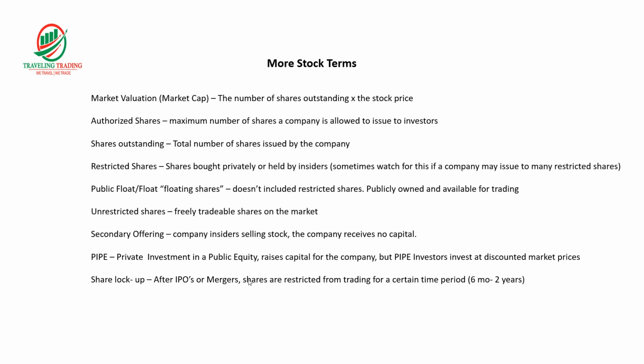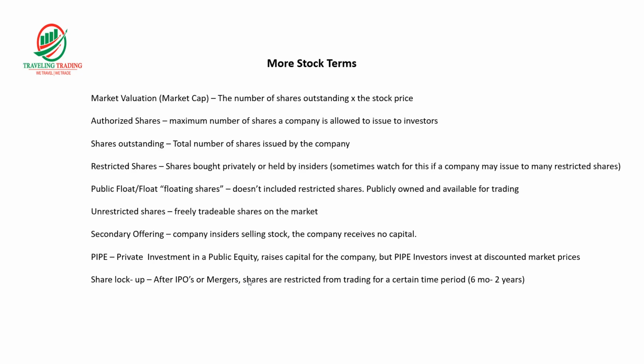Authorized shares is basically the maximum number of shares that a company is allowed to issue to investors. Okay, and then shares outstanding, the total number of shares that are issued by the company. All right, and then restricted shares are shares that are bought privately or held by insiders. Sometimes you don't want to deal with a company that has too many of these shares, because it could indicate certain things about the company. But it's something to keep in mind, what the restricted share amount is.